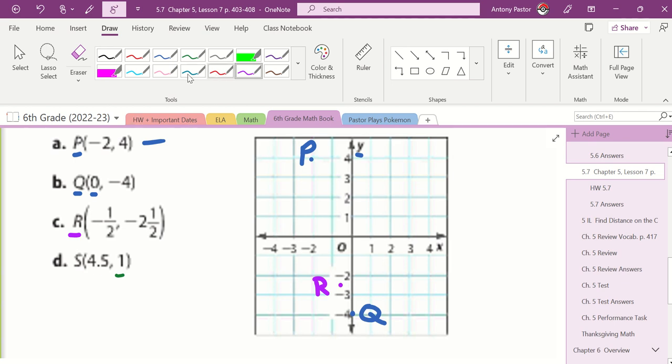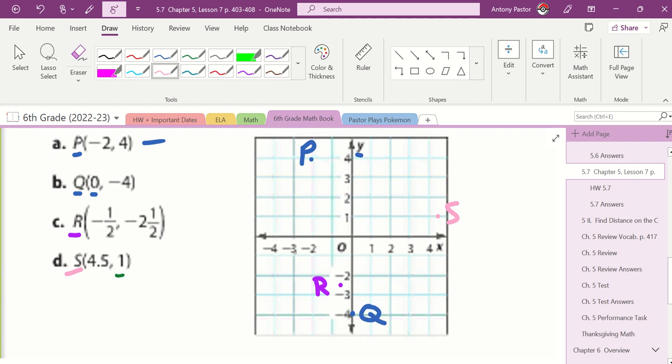And then we'll do a different color again. Point S will be at 4.5, 1. So again, 4.5 meaning 4.5. So I'll go right between 4 and this would be 5 right here. And I'm going to go up to 1. And that'll be point S at 4.5 and 1.